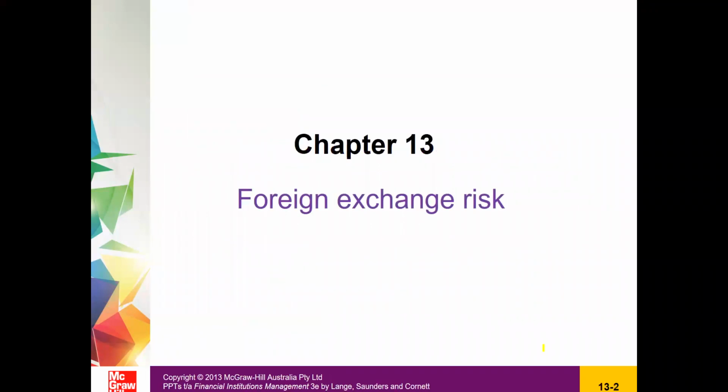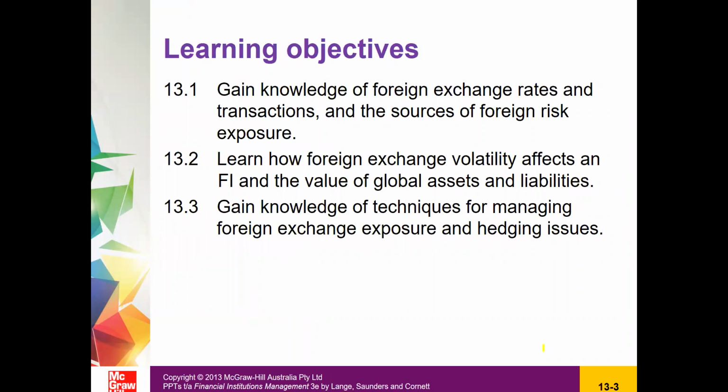We start with chapter 13, foreign exchange risk. We have three learning objectives in this chapter. First of all, we will start our discussion with understanding foreign exchange rates, different types of transactions, and sources of foreign exchange risk exposure. We will see how foreign exchange volatility affects financial institutions, meaning the value of assets and liabilities of financial institutions. And last of all, we will see how financial institutions manage foreign exchange risk exposure.